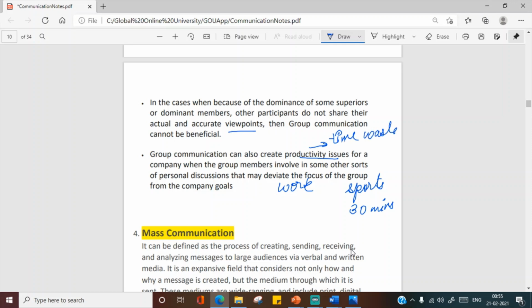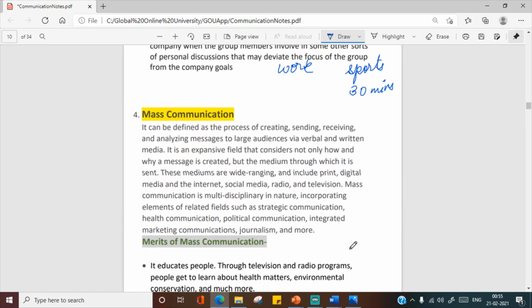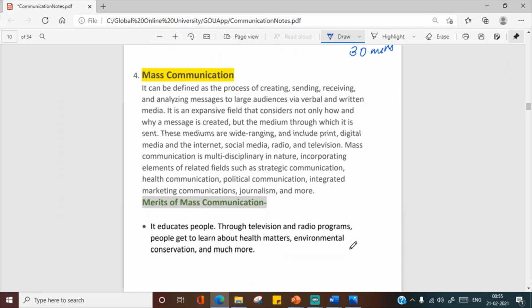Next important type of communication is mass communication. It is defined as the process of creating, sending, receiving, and analyzing messages to large audiences via verbal or written media. Remember, one is intrapersonal communication, two is interpersonal communication, more than two is group communication, and when you are talking about thousands or lakhs of people, then mass communication comes into play.